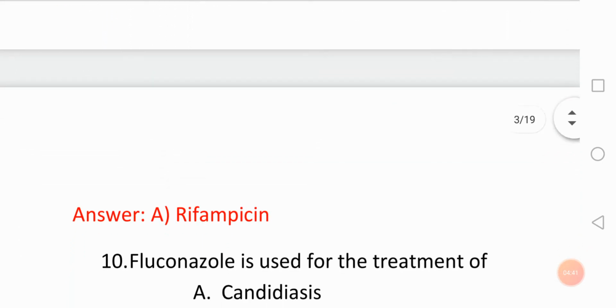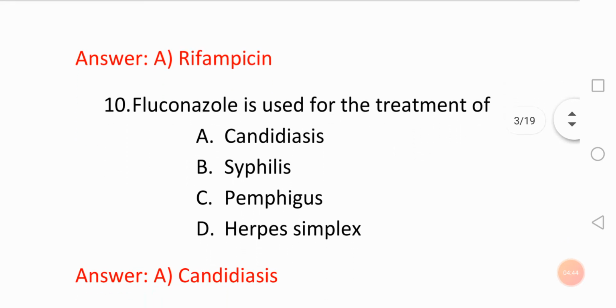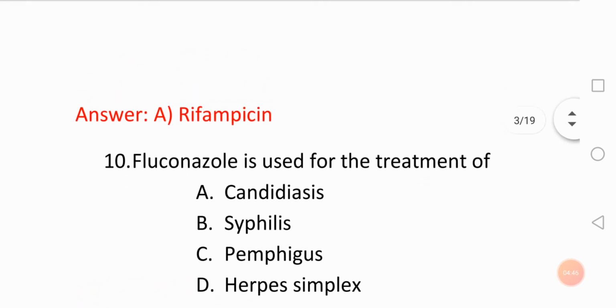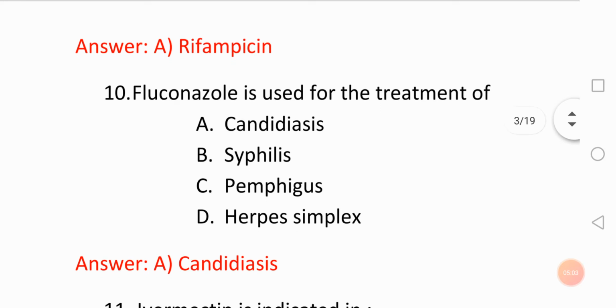Tenth question: fluconazole is used for the treatment of A. Candidiasis, B. Syphilis, C. Pemphigus, D. Herpes simplex. So fluconazole is an antifungal drug, so it is used in the treatment of candidiasis, A.